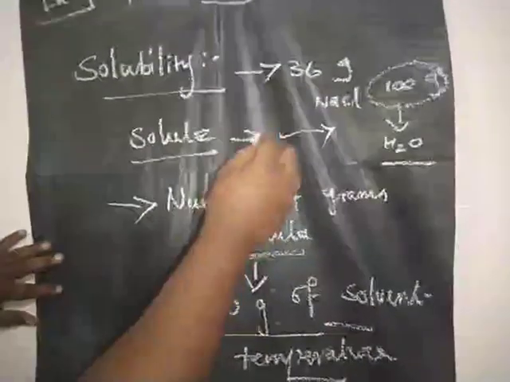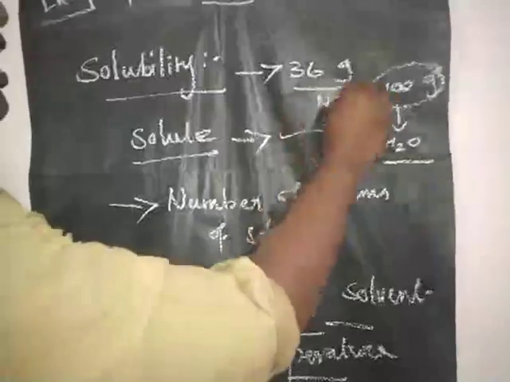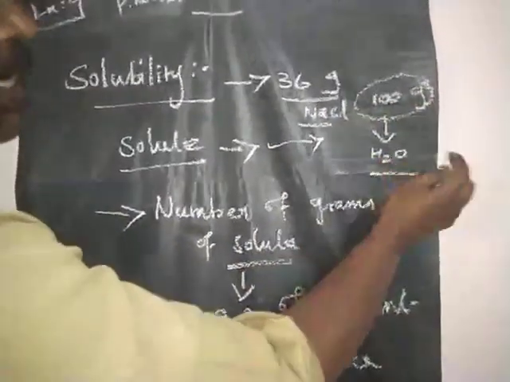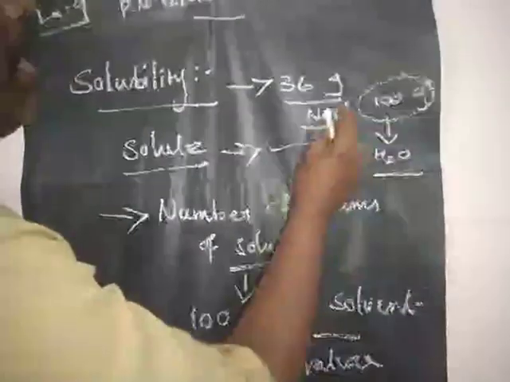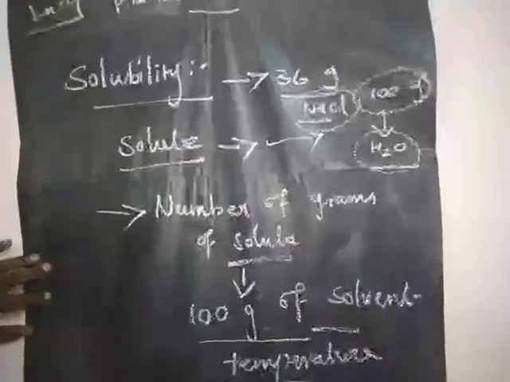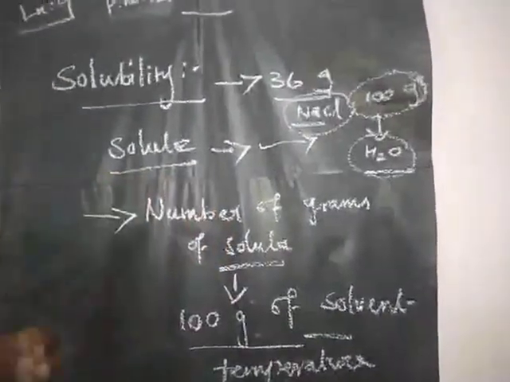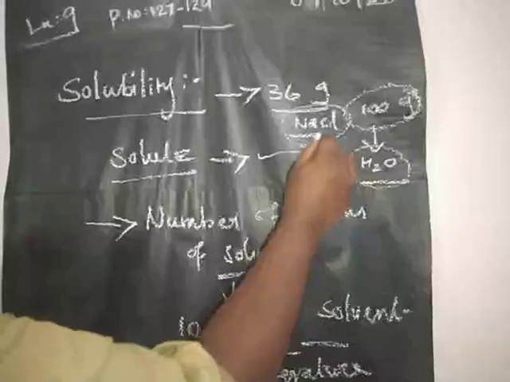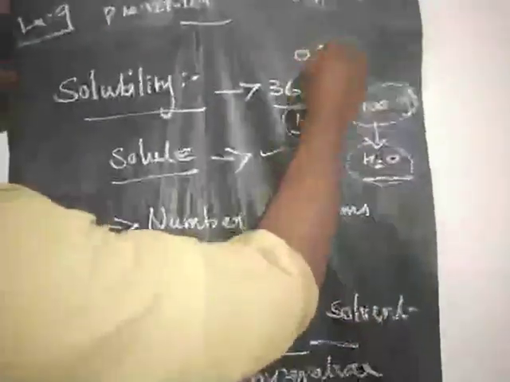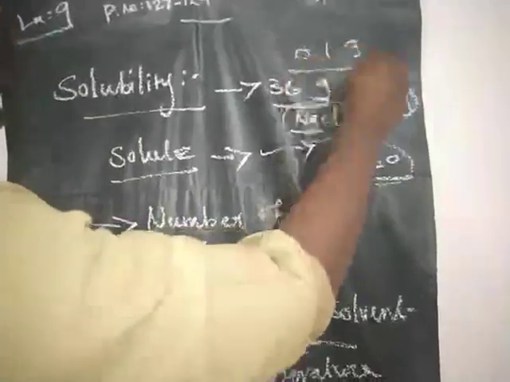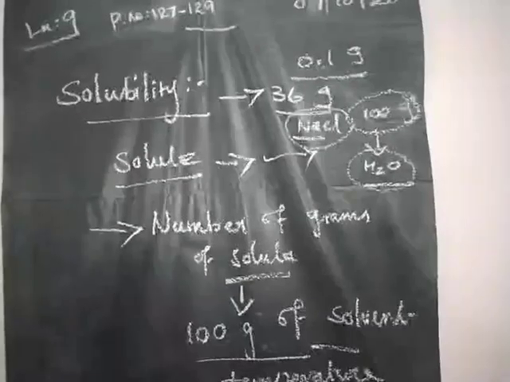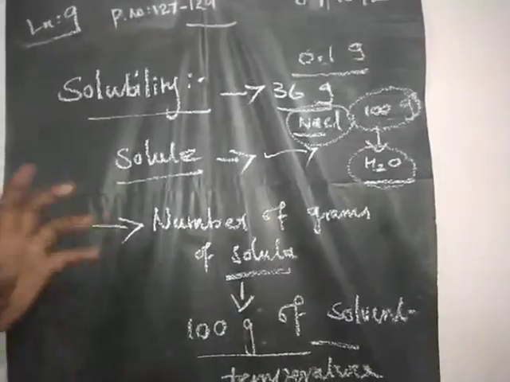So that is the definition for solubility. If you look at the example, 36 gram of sodium chloride dissolved in 100 gram of water. Here sodium chloride is acting as a solute, water acting as a solvent. Suppose 36.1 gram of sodium chloride is dissolved in 100 gram of water. What will happen? The 0.1 gram of sodium chloride will not dissolve in that particular amount of the solvent.